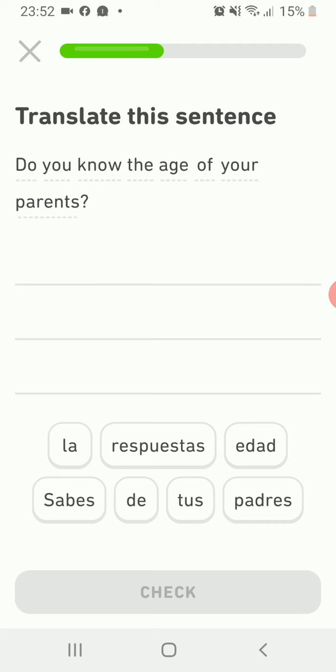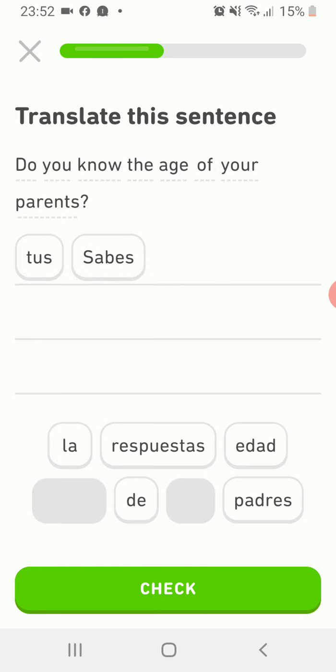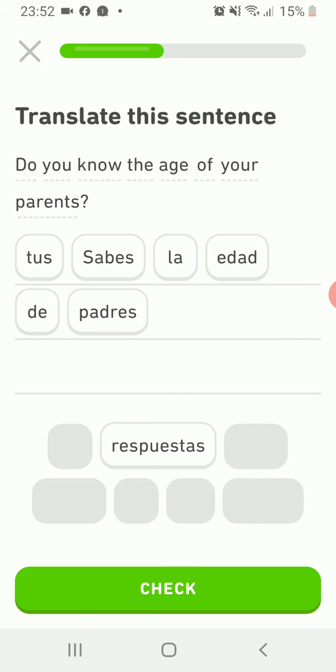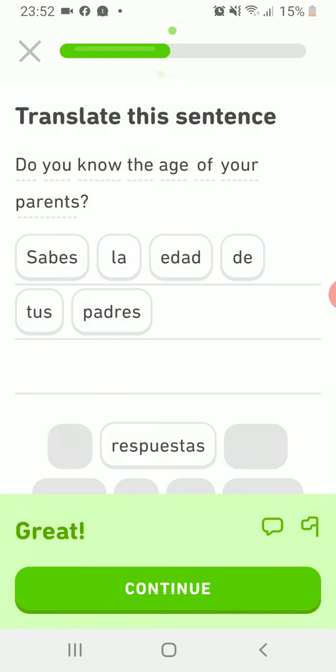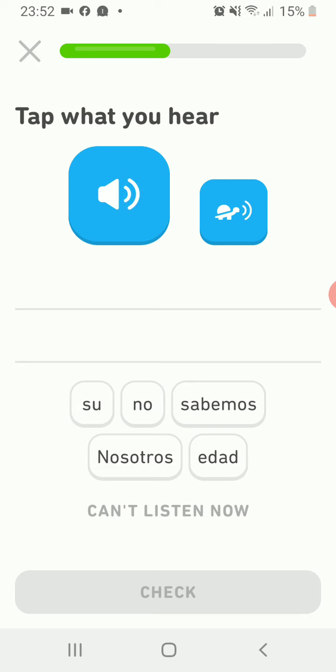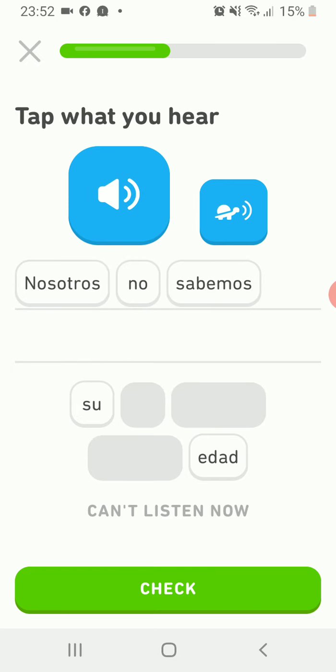Do you know the age of your parents? ¿Sabes la edad de tus padres? Nosotros no sabemos su edad.